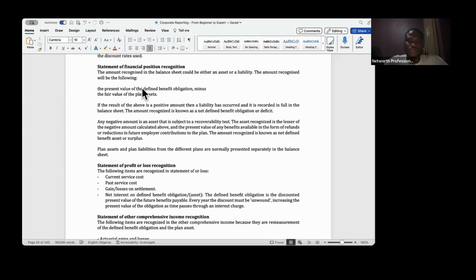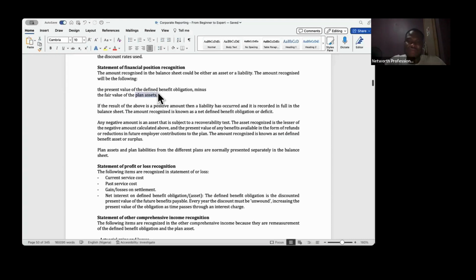So usually, if the obligation is higher than the assets, we call that a deficit. That means your contribution is not enough. So we put that as a liability. It's the net. They call it either a deficit or a net defined benefit obligation.